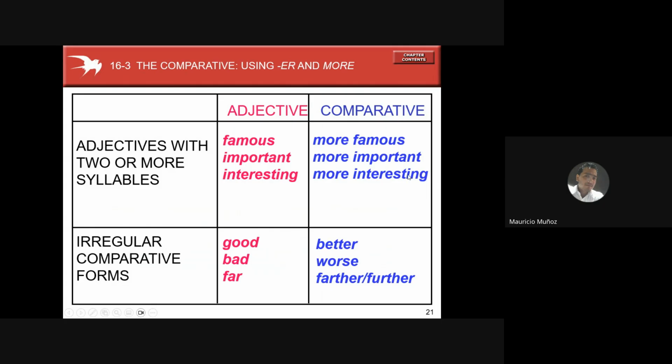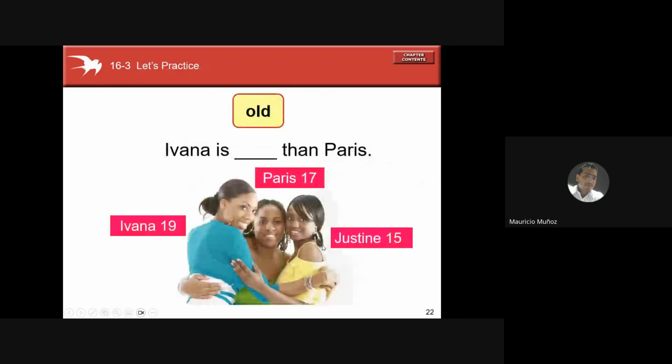And also we have the irregular adjectives. For example, we have good, bad, and far. The comparatives are better, worse, farther or further. Okay, now it's time to practice. Give me a minute.